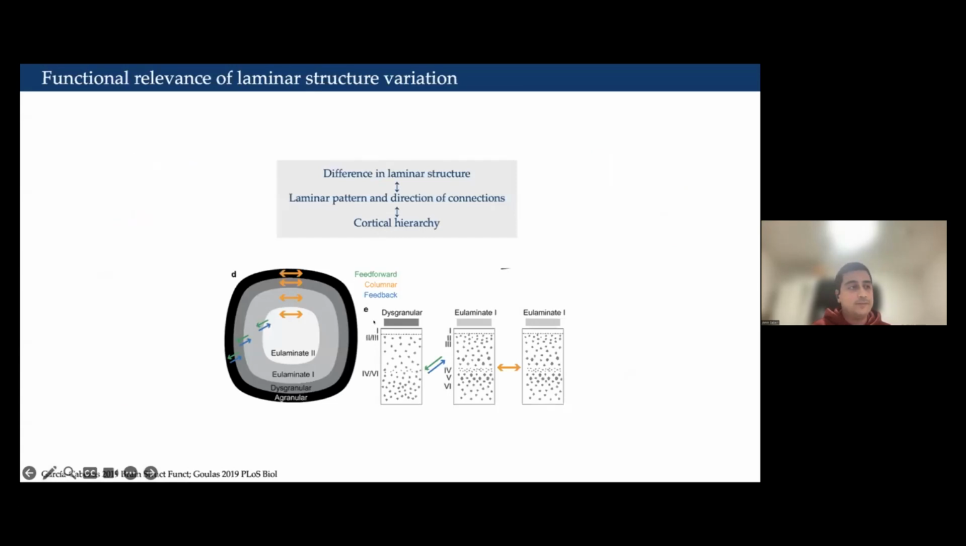And one theory that relates laminar structure to function is that there have been several animal studies showing that regions with different laminar structure tend to have laminar projections to each other that can be predicted based on how the laminar structure is different between them. Specifically, we can predict whether these laminar projections are feed forward, feed back, or columnar. And then the pattern of these projections can be used to construct a cortical hierarchy. Therefore, we hypothesize that the variation of laminar structure may relate to cortical hierarchy.